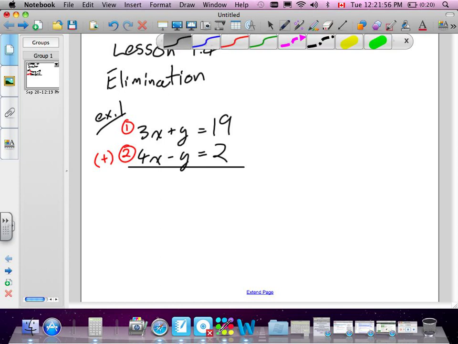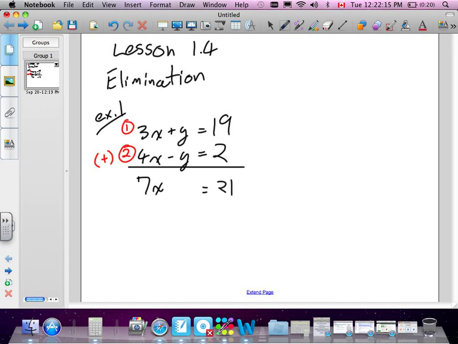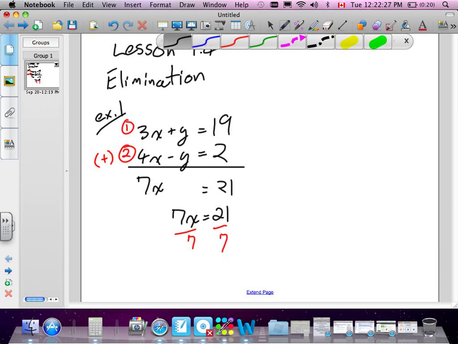So I'm going to add both equations. 3x plus 4x, 7x. Positive y plus negative y is 0. Because it's 0, I don't have to write anything in. It's been eliminated, hence the name. 19 plus 2, 21. Good. So we're just going to move this closer together. I have 7x is equal to 21. Divide both sides by 7. x equals 3.